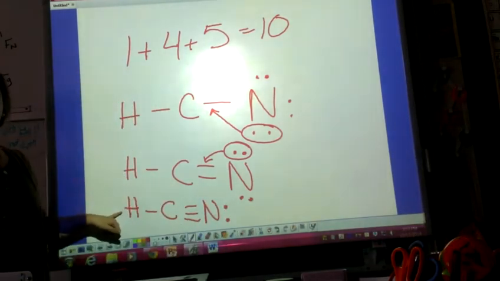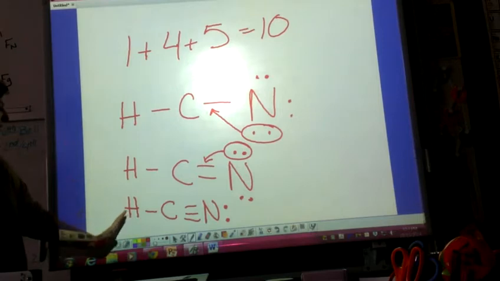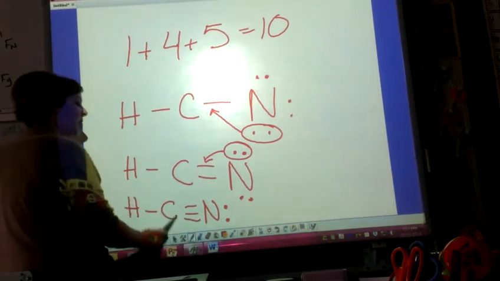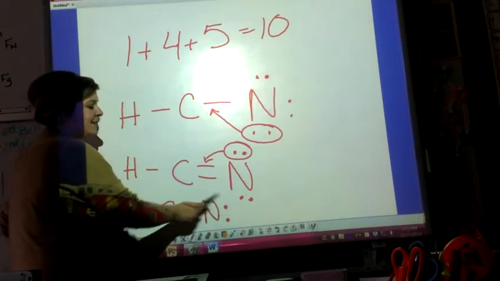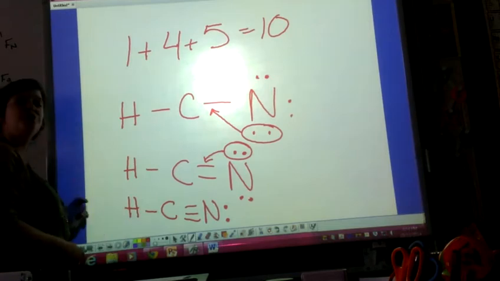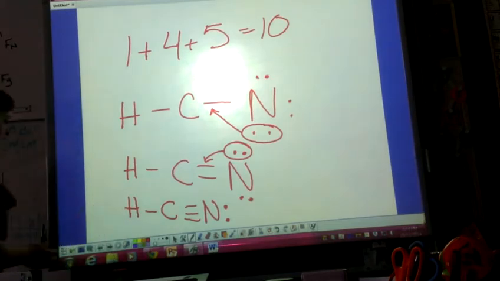So this is actually what would happen if I was thinking about hydrogen with carbon and nitrogen. So I'm going to have a triple bond here between the carbon and the nitrogen. Nitrogen still has a fulfilled octet. Carbon also has one, and then hydrogen also has one. Okay.